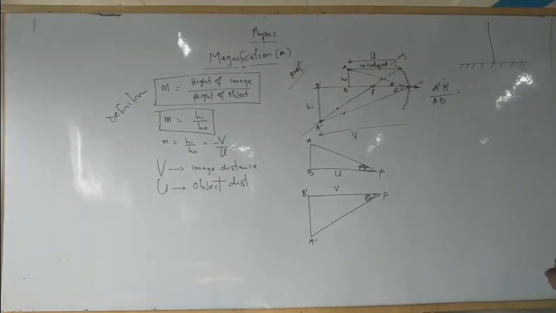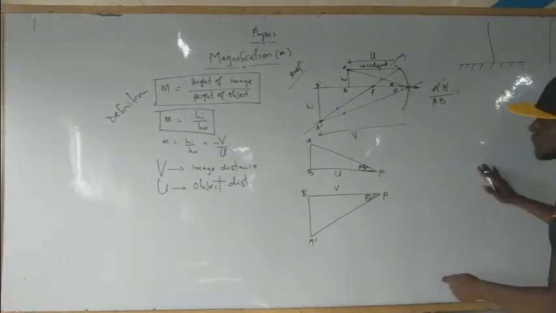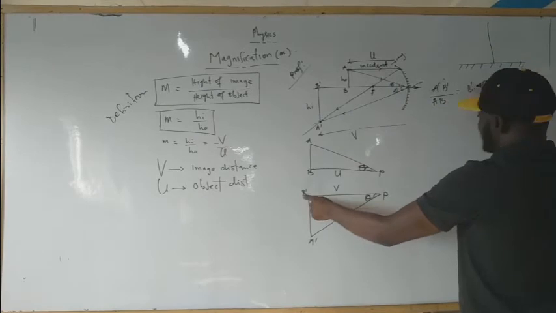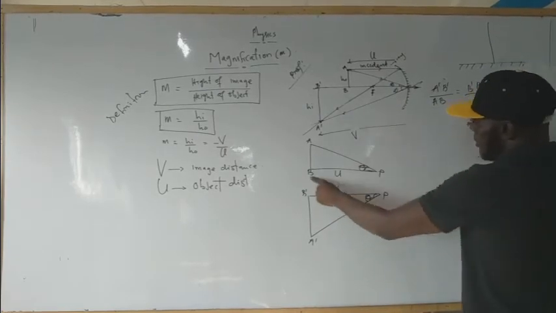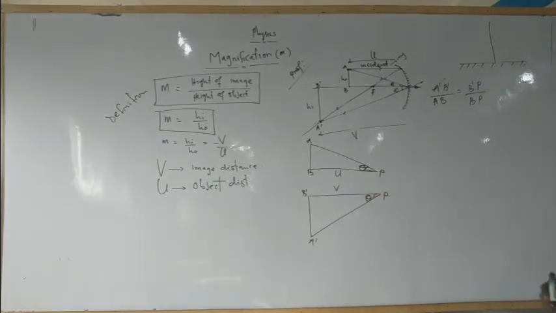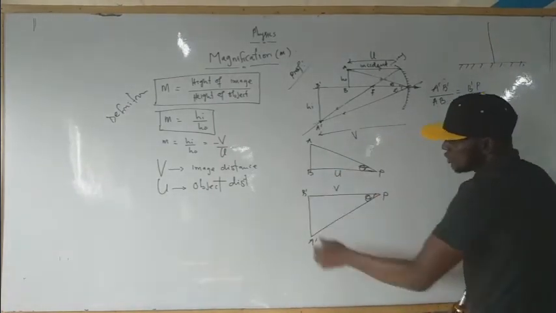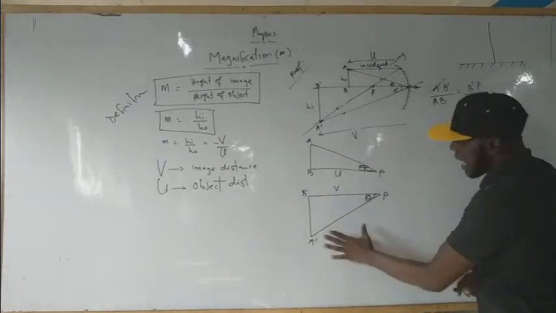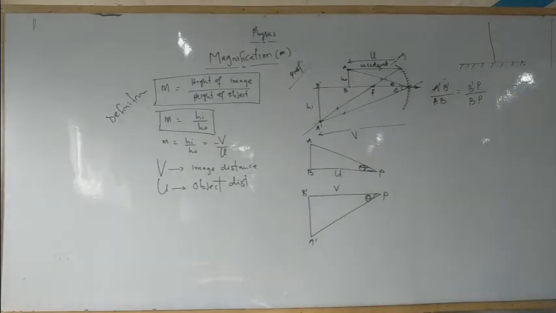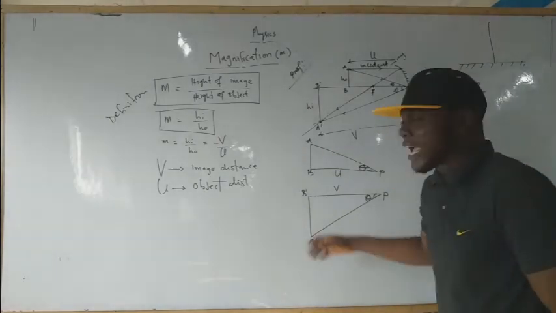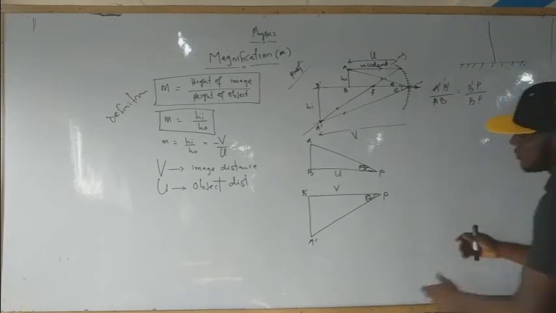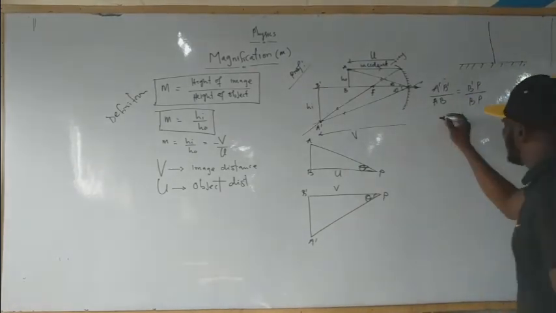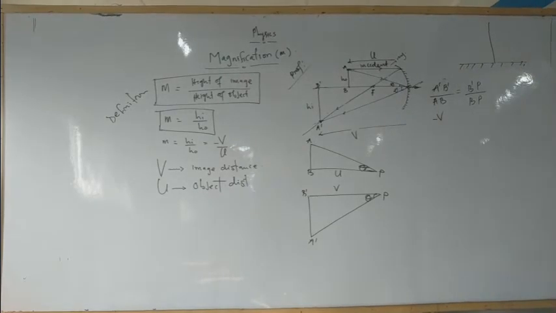So from there we can have A dash B dash over AB equals B dash P over BP. Height by height, base by base. There are two similar triangles. So what's A prime B prime? A prime B prime is minus v.